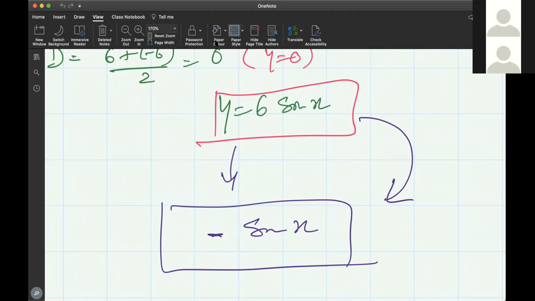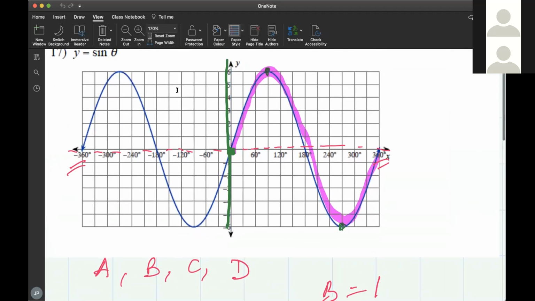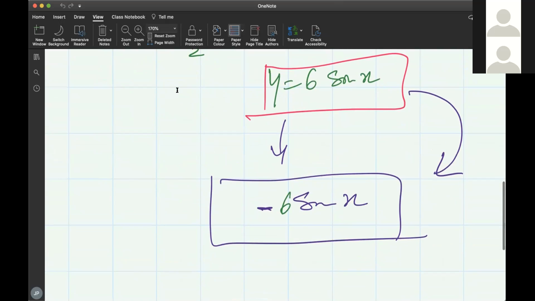We have already found A and D. That should be the same. But look at the graph and use the same technique. Where is the reflected sine graph starting from? The reflection about the x-axis starts here. That's the reflected sine graph. If you draw that line as I drew the green line, there is no shift. So you could have written the same thing as negative 6 sine x. There's no C and no D, no horizontal shift either.